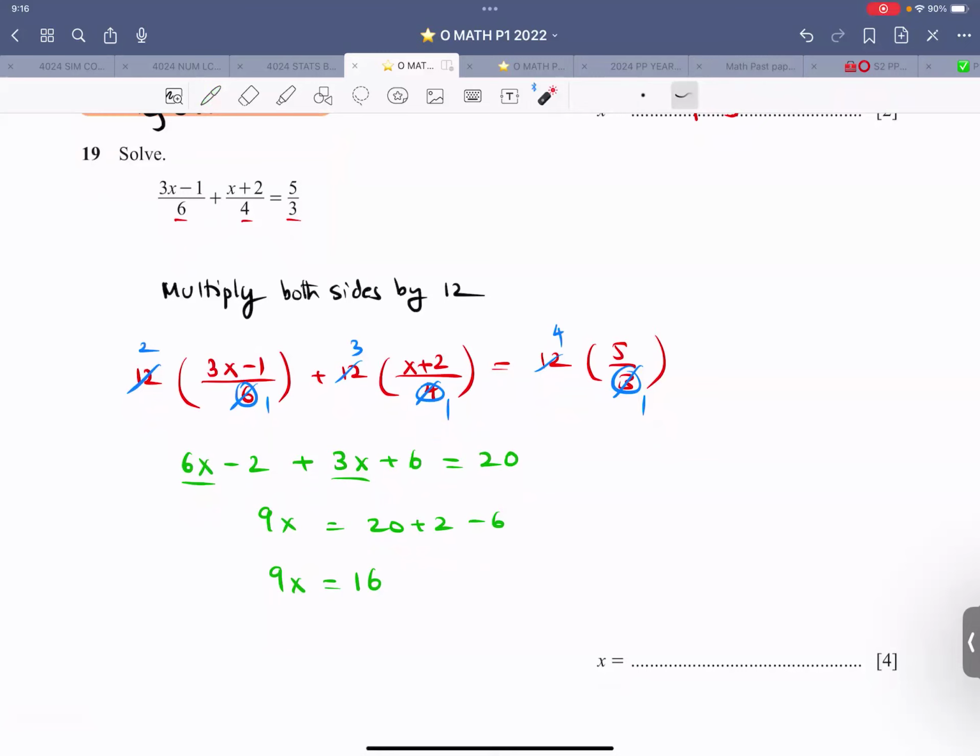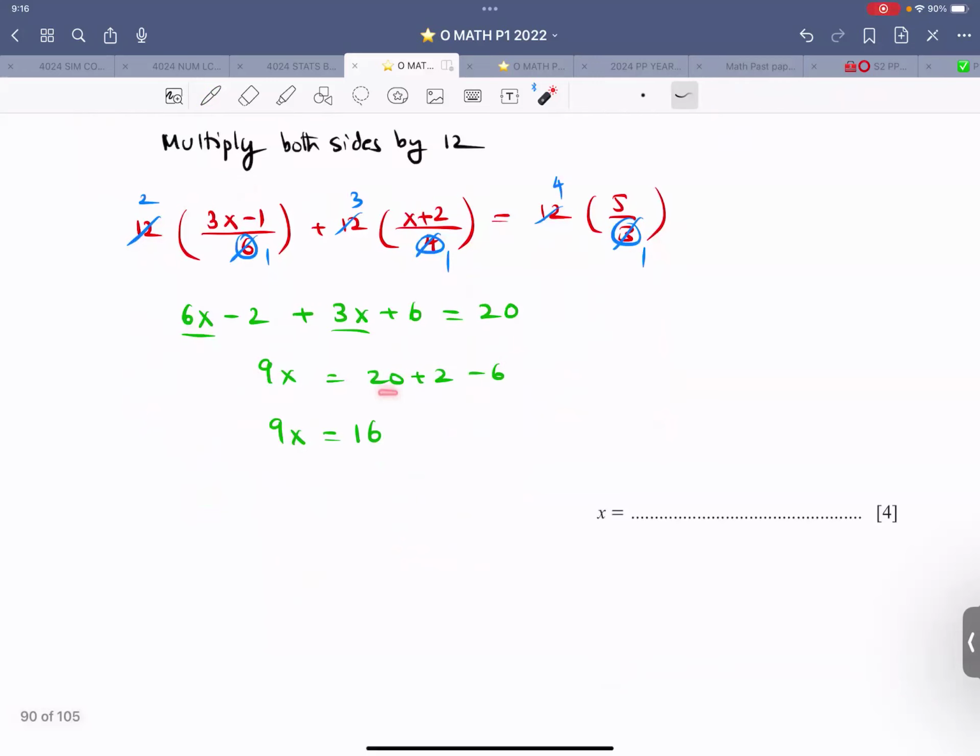I multiply it instead of taking LCM. So 6 and 2, 2 into 3 is 6, 6, 2 into minus 1, 4 and 12, that's 3, 3x plus 6, that's good enough. 3, 4, 4, 5, 20. I think it's all good. So 20 plus 2 is 22, 22 minus 6 is 16. So therefore, x is 16 over 9, which can be written as 1 whole 7 over 9.